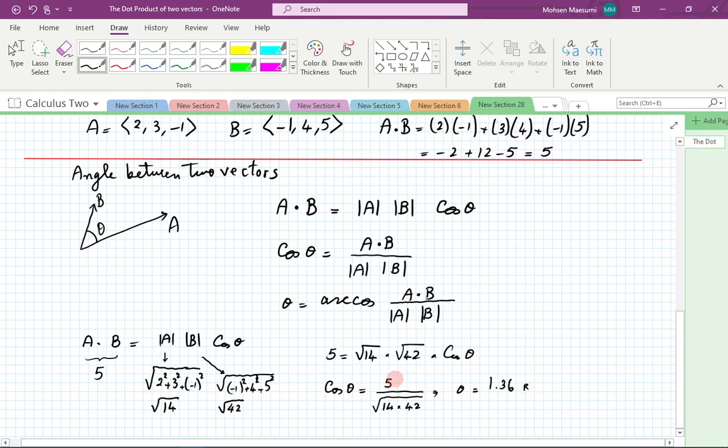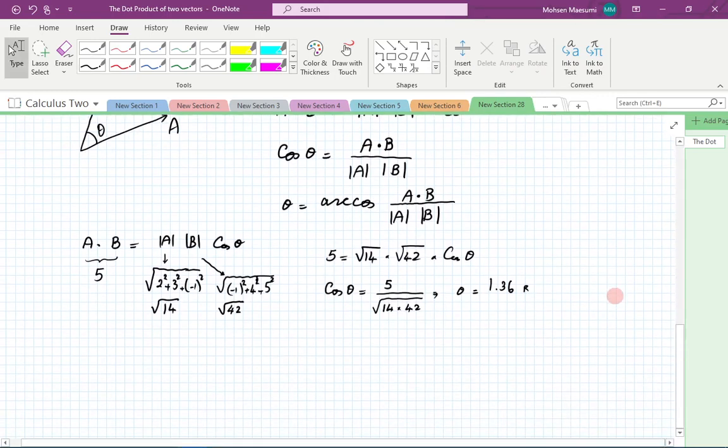If this quantity is negative, of course you're going to be dealing with an obtuse angle. If it is positive, it's an acute angle. If it is 0, the angle is 90 degrees. If it is 1, the angle is 0, and if it's -1, the angle is 180 degrees or pi. So let's tabulate this situation. You can have two vectors going exactly opposite directions from each other, and of course the angle between the two of them is going to be pi or 180 degrees.